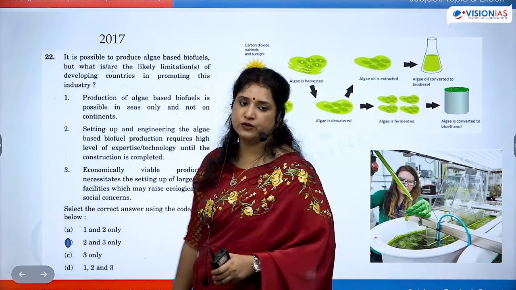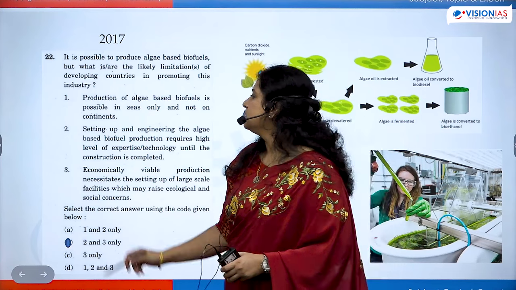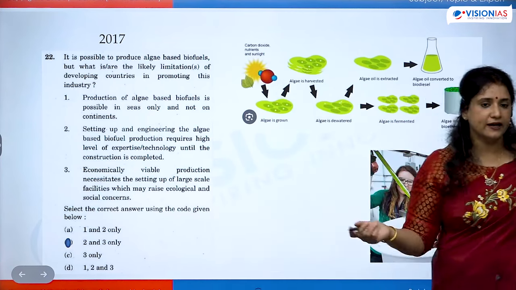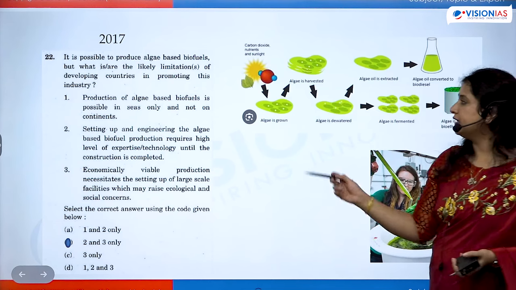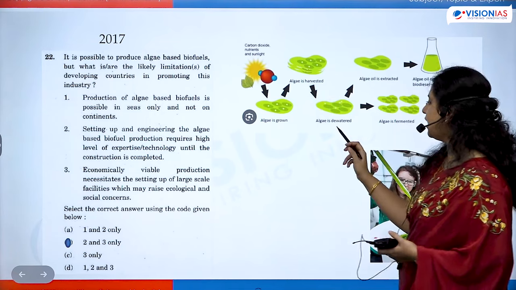Algae-based biofuels, okay. So, algae-based biofuels kya hota hai? So, for example, algae hai. Algae, like I told you, is autotrophs, okay. They use sunlight to produce energy and algae is harvested.